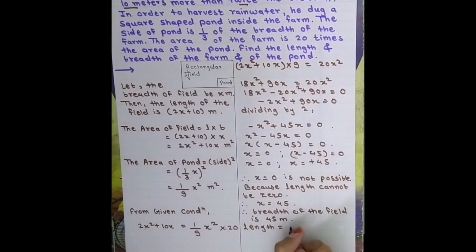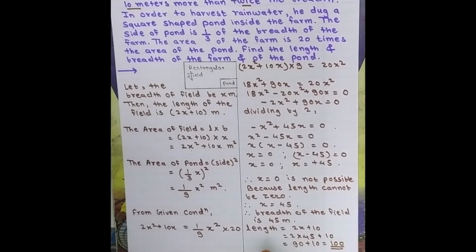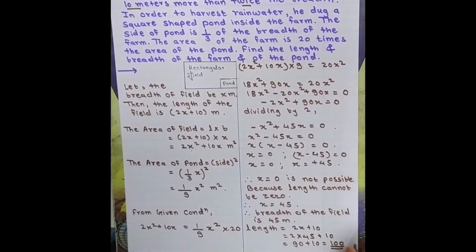Length, how much? 2x plus 10. So 2 multiplied by x is 45 plus 10. 45 into 2 is 90, plus 10 is equal to 100. So length of this field is 100 meter.